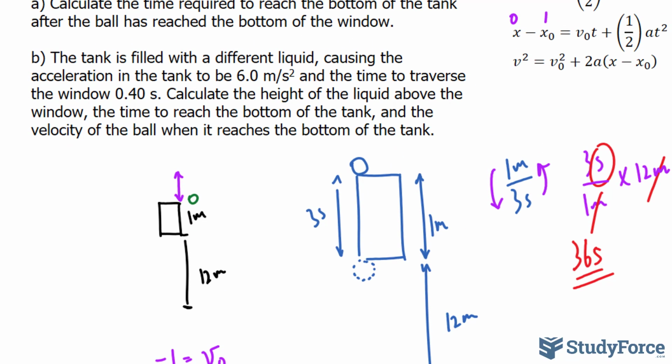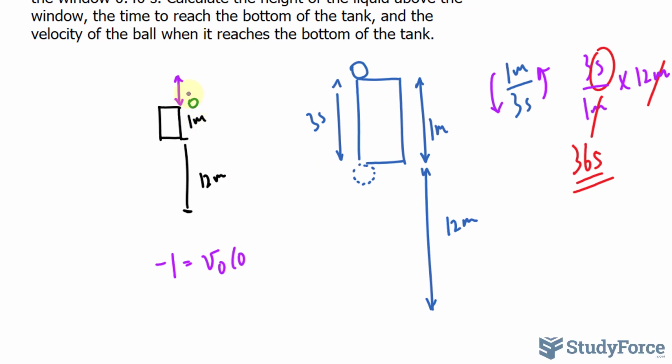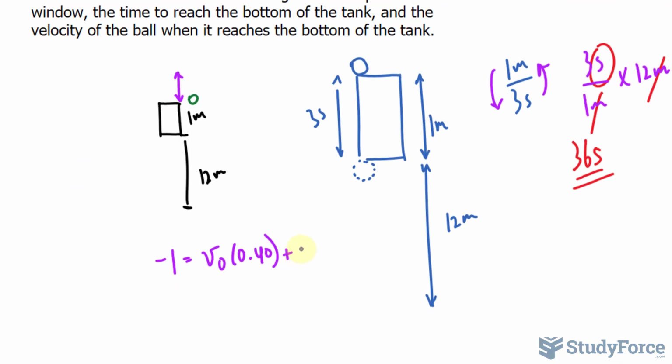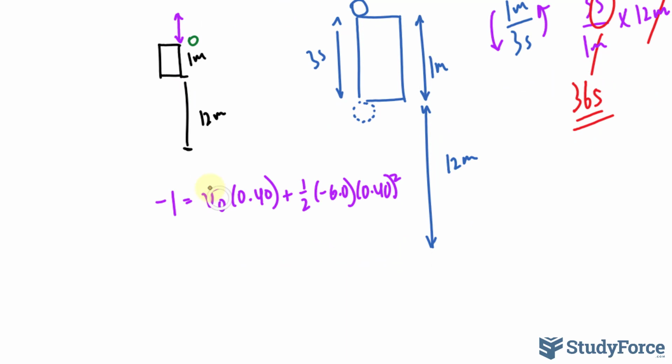We're told in the question that the time is 0.40 seconds to clear that window, to traverse it, plus the acceleration is, as per the question, 6.0 meters per second squared. And since the ball is falling down, we will write down -6.0 meters per second squared, because we're taking into account the direction of things going downwards. And that's being multiplied to the time raised to the power of 2. So 0.40 squared. Let's solve for V initial.